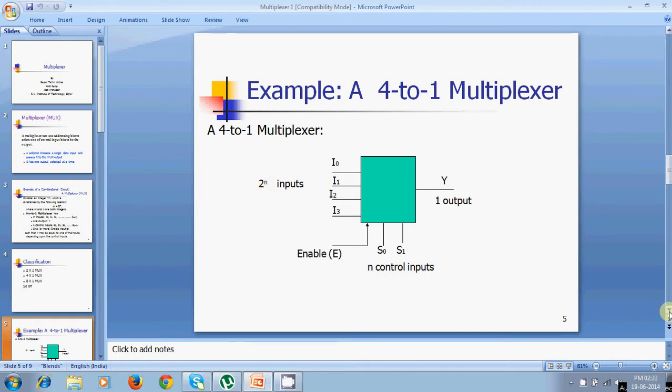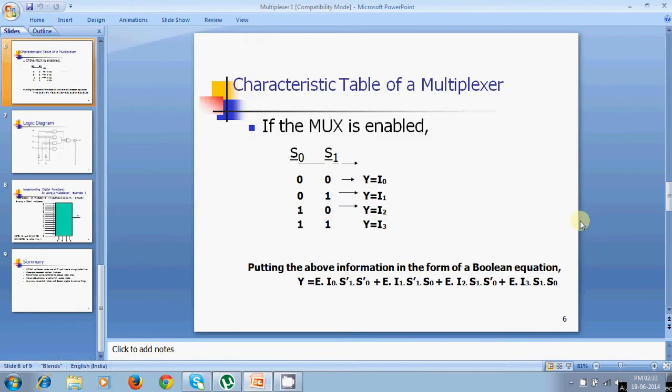Now we will see the characteristic equations for this multiplexer. This is the characteristic table for the multiplexer. As we have 2 control lines, there will be 4 possible combinations from 0, 0 to 1, 1. When we provide 0, 0, the selector will select the first input as the output. When we provide 1, 1, the selector will select the last input, that is I3, as the output.